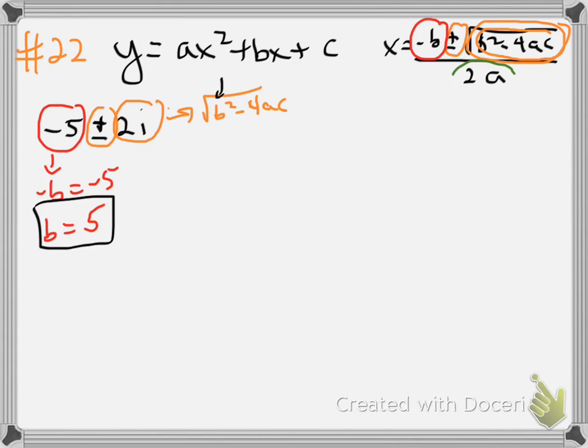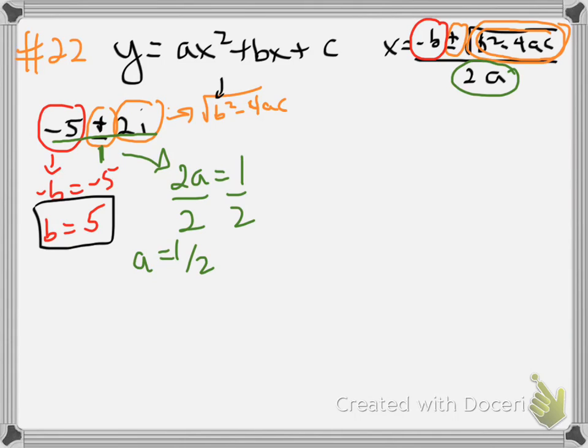Okay, I'm going to circle the 2a. Well, the 2a, in order to get that, it looks like this question has been divided by 1, because that would get you the same answer if you divided everything by 1. So we know that when that's the case, 2a has to equal 1. In order for that to be negative 5 plus or minus 2i with no denominator, it must be a denominator of 1. So we'll divide by 2, and we'll get a equals a half. Again, it's really important because now we not only have that one, but we also have a. And we can solve this thing.